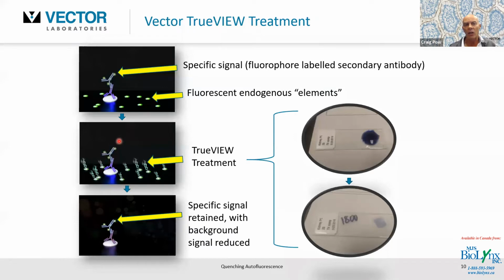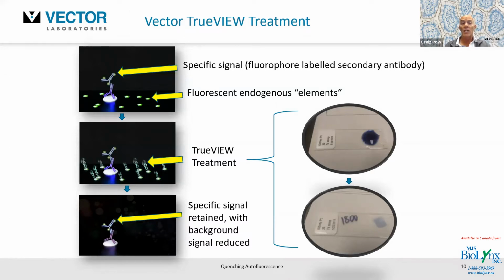After the detection methodology, you treat with TrueView, and the background goes away, this autofluorescence, and retains the specific signal. So hopefully you can see my hands, I'm waving around here. You've got the specific signal and background autofluorescence. TrueView retains that specific signal, but drops down that background autofluorescence from those cellular components I mentioned, and from the use of an aldehyde-based fixative.